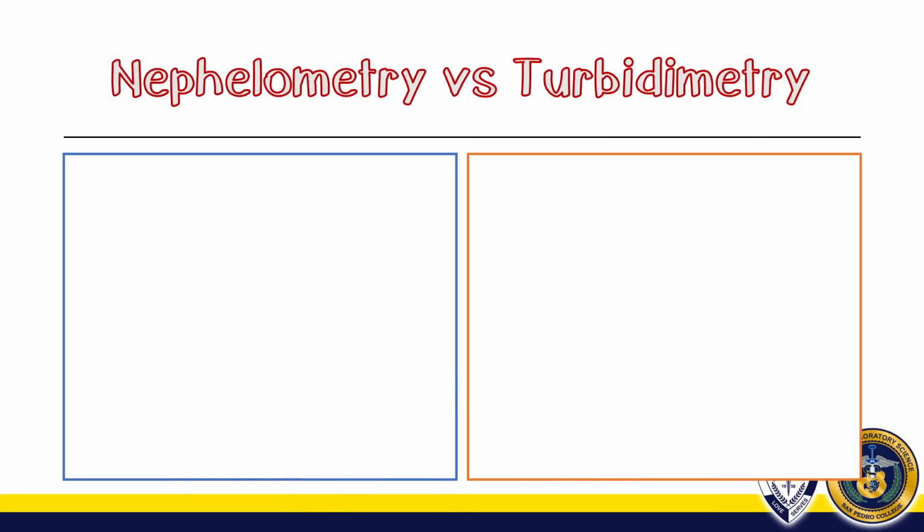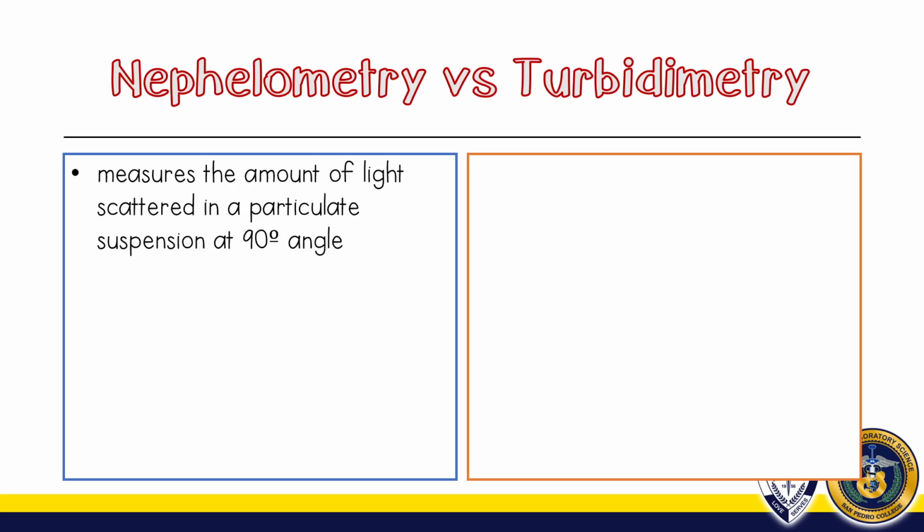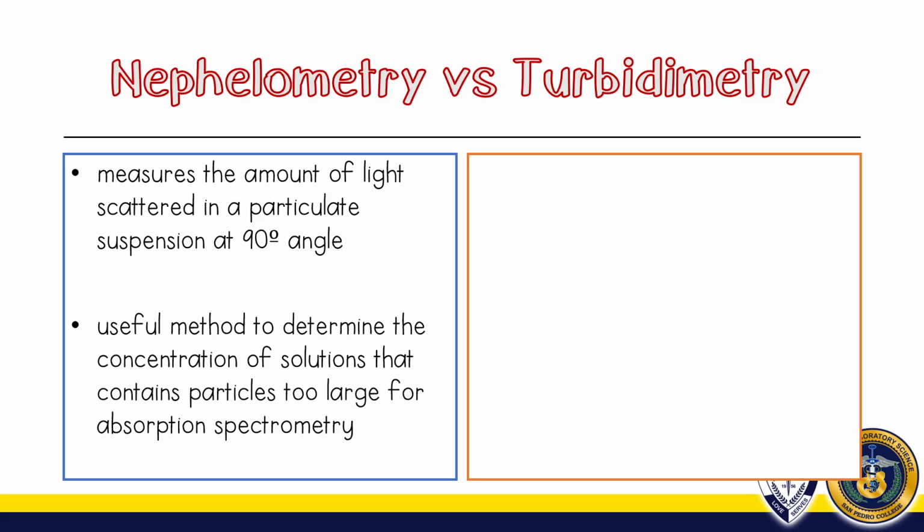What is the difference between nephelometry and turbidimetry? As mentioned, both involve light scattering, but they differ in the principle behind each technique. Nephelometry measures the amount of light scattered in a particulate suspension at a 90-degree angle. It is very useful for determining the concentrations of solutions that contain particles too large for absorption spectrometry. That second statement is actually applicable to both nephelometry and turbidimetry, and that is why we have these techniques: some particles are so large that they can no longer be measured by absorption spectrometry.